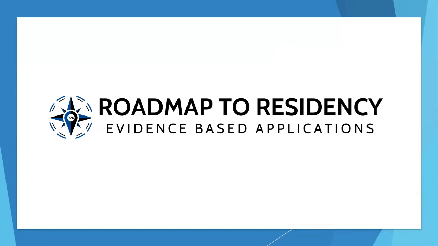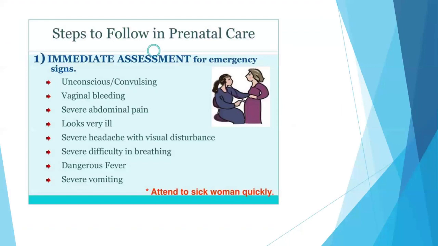In this video, we will be discussing maternal and child health. These are the steps to follow in prenatal care. Number one is immediate assessment for any emergency signs, for example, unconsciousness or convulsing, vaginal bleeding, severe abdominal pain, if the patient is looking very ill, severe headache with visual disturbances, severe difficulty in breathing, dangerous fever, or any severe vomiting.